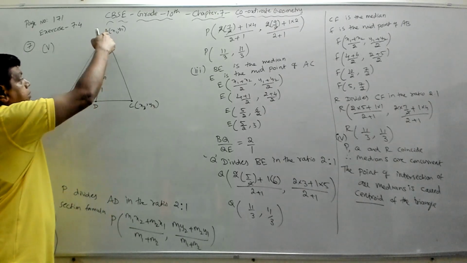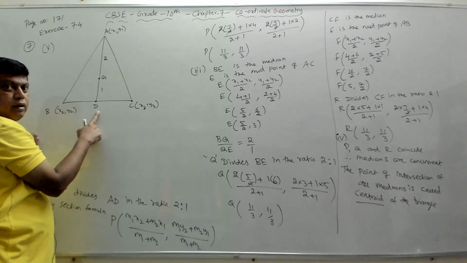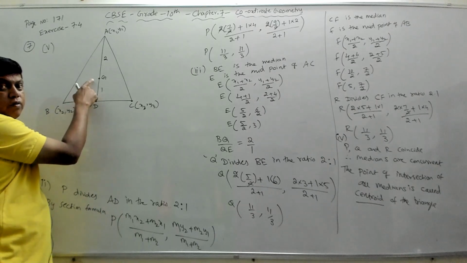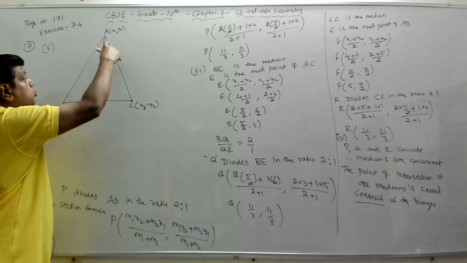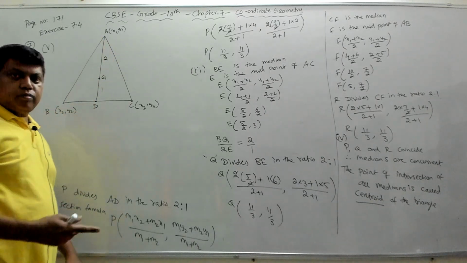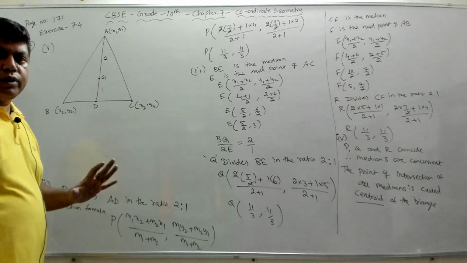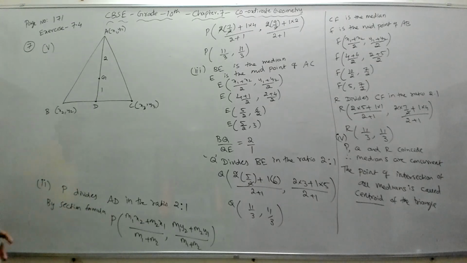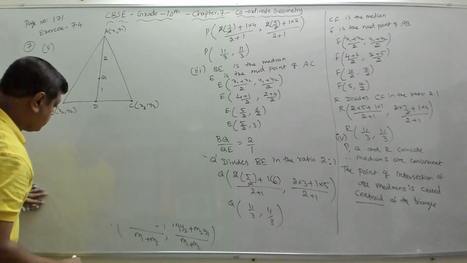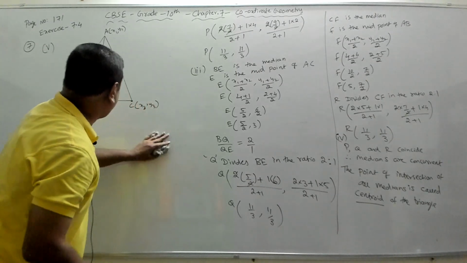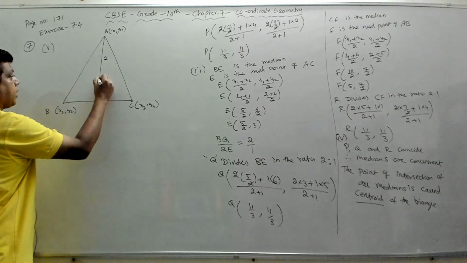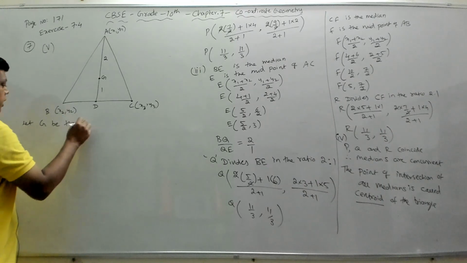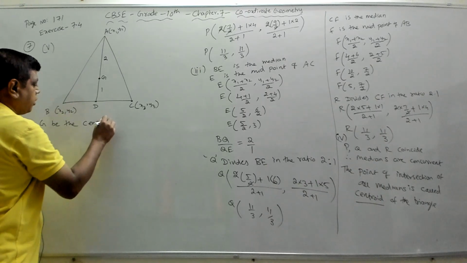So we'll draw median AD, and we know that if G is the centroid of the triangle, then it divides the median in the ratio 2:1. Right? Centroid will always divide the median in the ratio 2:1. Using this, we should find the coordinates of G. So let G be the centroid of this triangle.